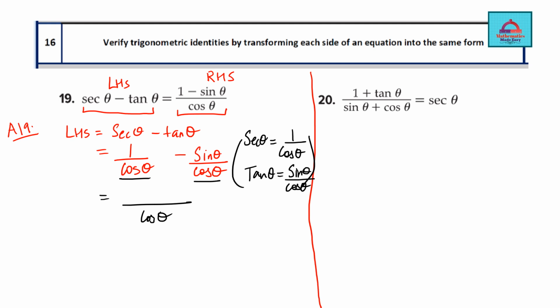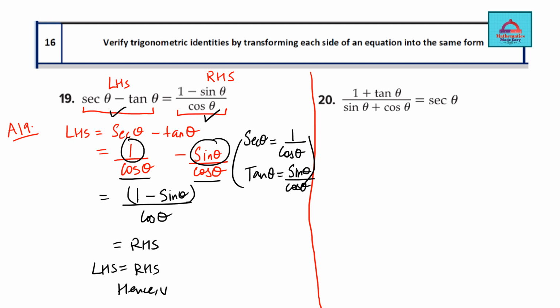And because the same denominator is there, we can just combine the numerators together. So 1 and sine theta along with the negative are combined together. So this is what is the right side. Now if you see, we started with left and reached the right side. So that shows me that both are equal and hence we have verified the identities.